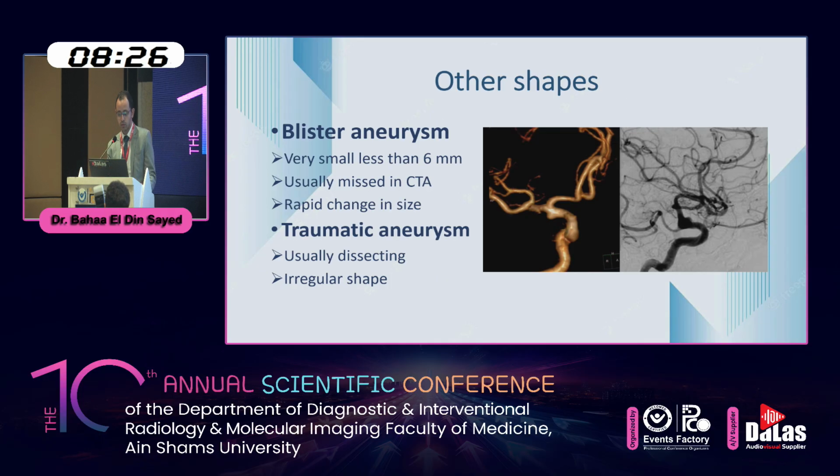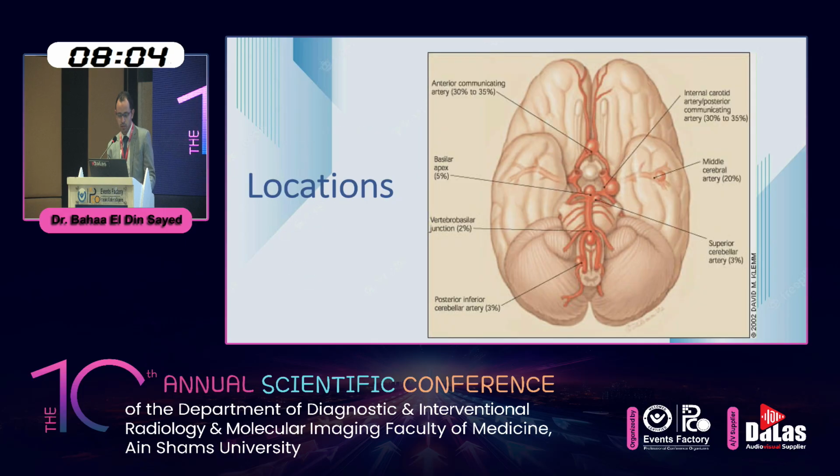Blister aneurysms are very small aneurysms, less than 6 millimeters with wide neck, and can be missed by CT angiography. Digital subtraction angiography with 3D angiography has high sensitivity in detecting blister aneurysm, which shows rapid change in size during follow-up angiogram. Also, traumatic aneurysms are not common intracranially and are usually dissecting with irregular configuration.